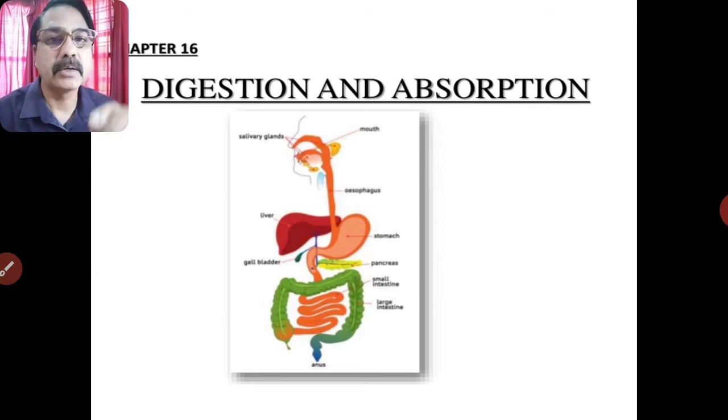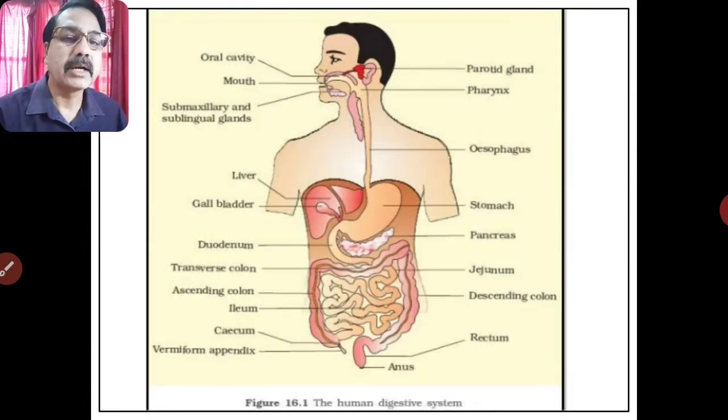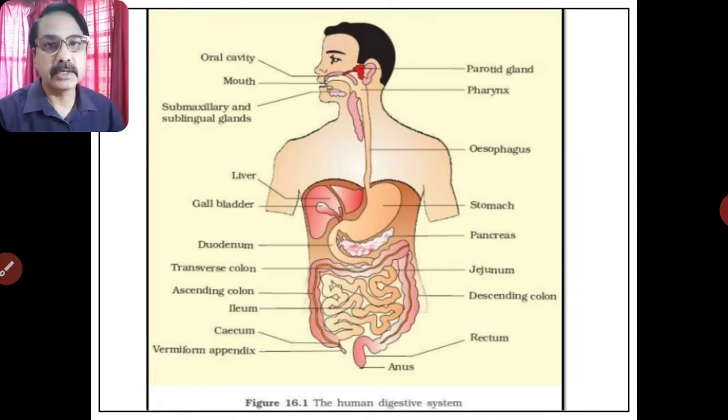So this is the basic diagram which we have learned in junior classes also. This diagram is very common and we learned it in class 7th, 8th and 10th also. These are some common parts of the human digestive system: oral cavity, mouth, parotid gland, pharynx, submaxillary and sublingual glands. These are parts of the salivary glands, and the main food pipe which you have learned. Now here we will not use the term food pipe.